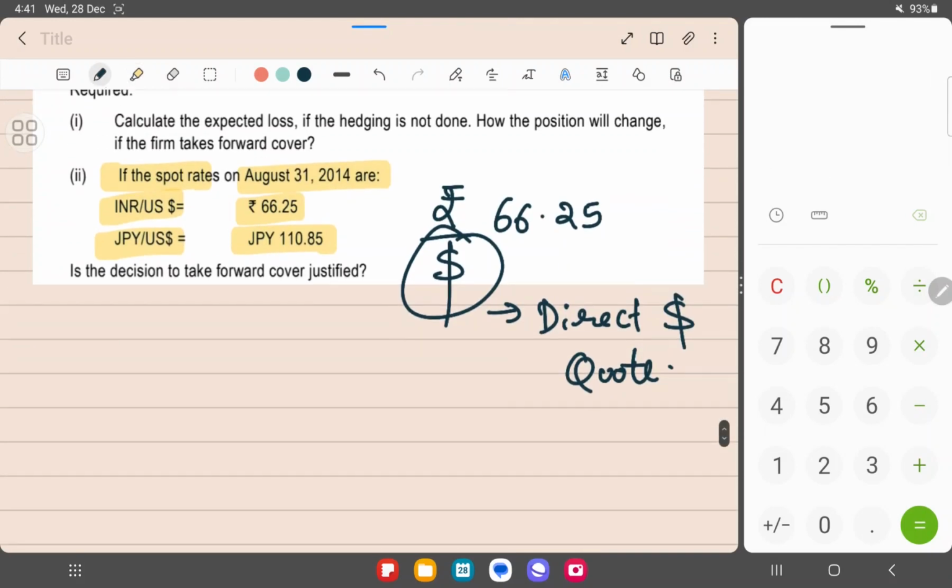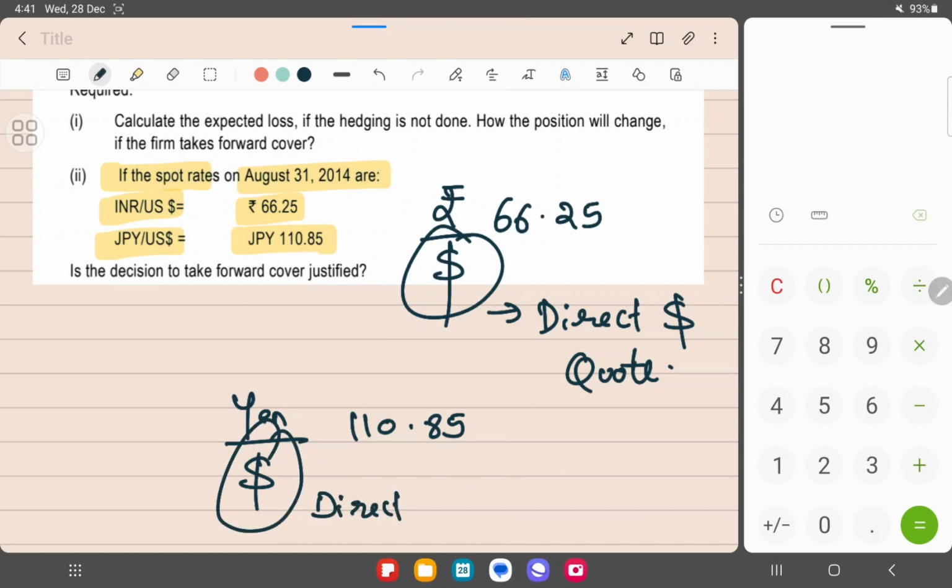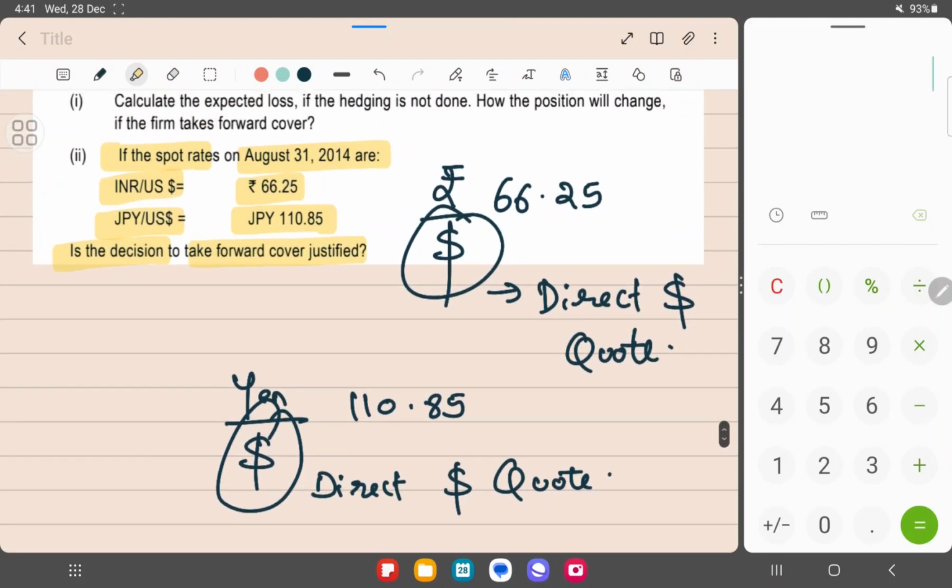So this is yen upon dollar 110.85. Again, this is a direct dollar quote. Correct. Is the decision to take forward cover justified, is what you have to answer. What we'll do in this case is first find the rate.